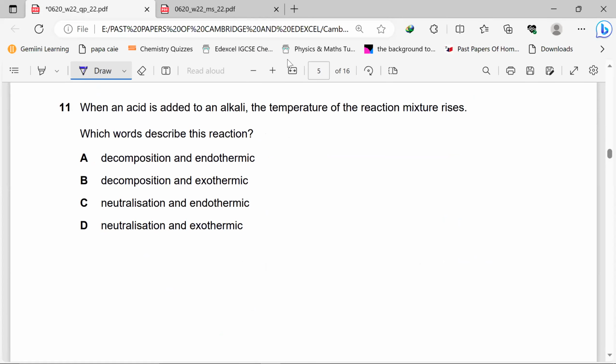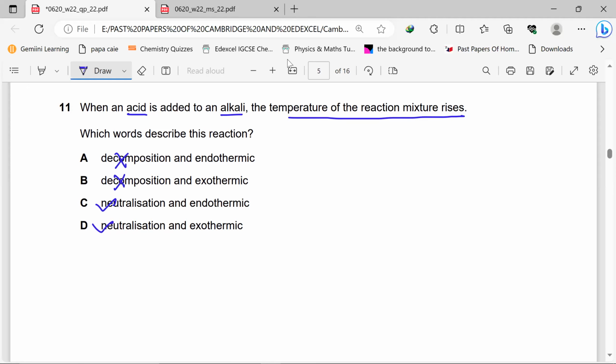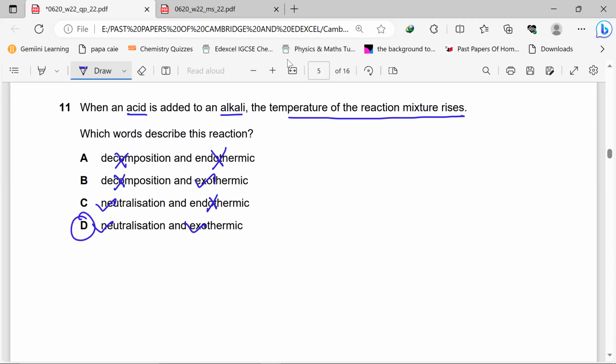Question number 11. When an acid is added to an alkali, the temperature of the reaction mixture rises. Acid and alkali, we know it's a neutralization reaction. So in a neutralization reaction the temperature will definitely rise. Which words describe this reaction? It is not decomposition, it is neutralization, number 1. And since the temperature is rising, it's not endothermic, it's definitely exothermic. So D is the only correct answer.